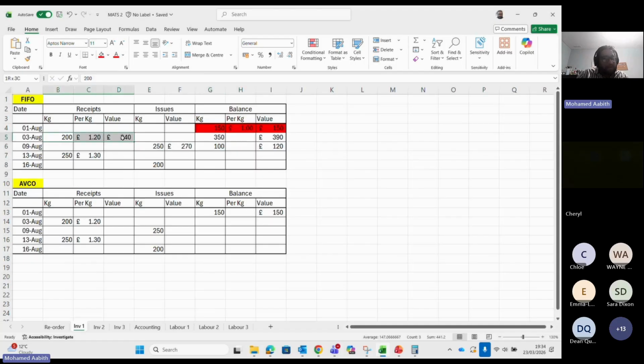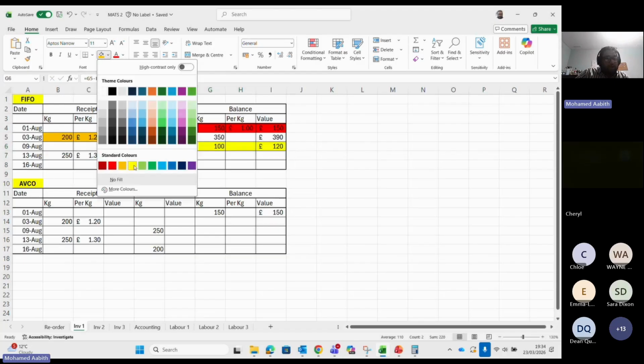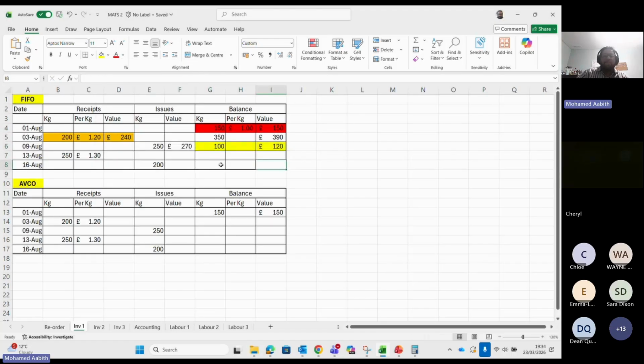Do I have anything of this 200 kilograms? Yes. I'll put an orange color there because only some of them are left. Here I'm going to make this purely yellow. So it is only partial stock of that 200 kilograms left. But now we are receiving another receipt. What is the value of it?